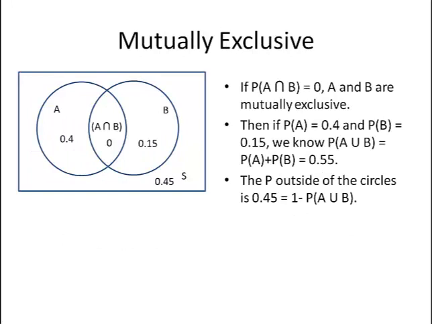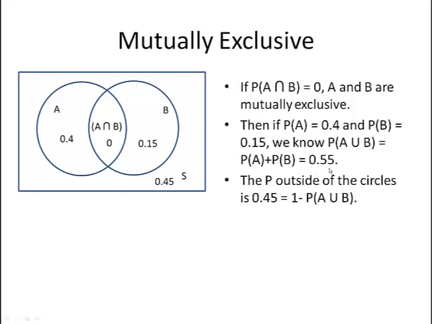Now let's talk about what happens if they're mutually exclusive. If they're mutually exclusive, we know that the probability of A intersected with B is going to be 0. Okay, and we can put a 0 in this slice right here. Now we know that this entire area out here has to be equal to the probability of A happening, so that the circle adds up to that probability. So we put a 0.4 out here, and we put a 0.15 in here. And if we want to know what the union of the two is, we can simply add together the 0.4 and the 0.15 to get 0.55.